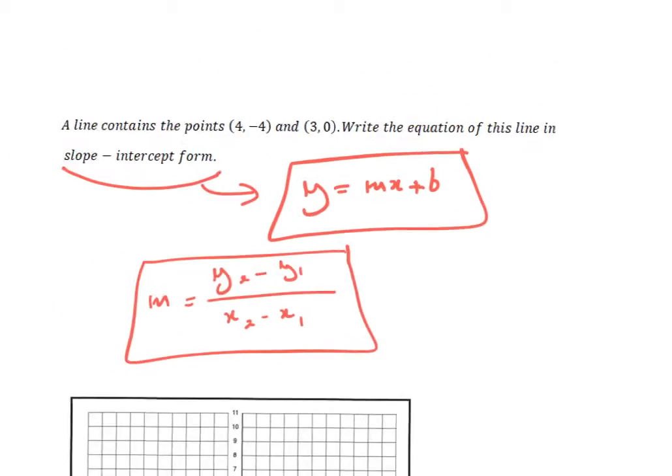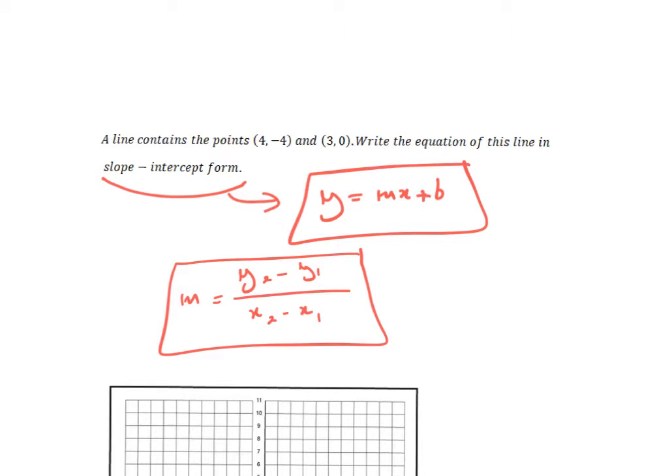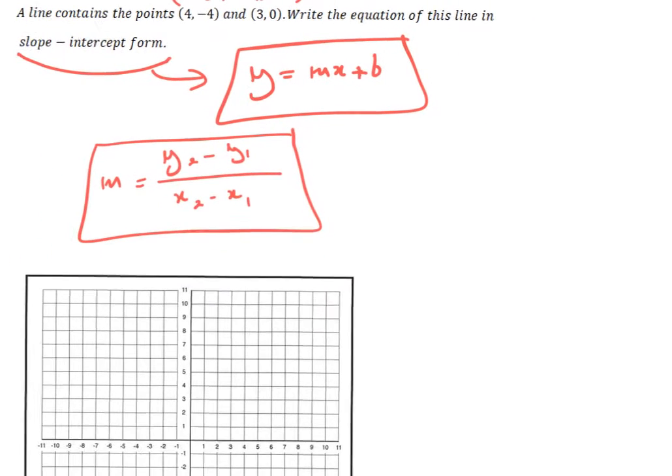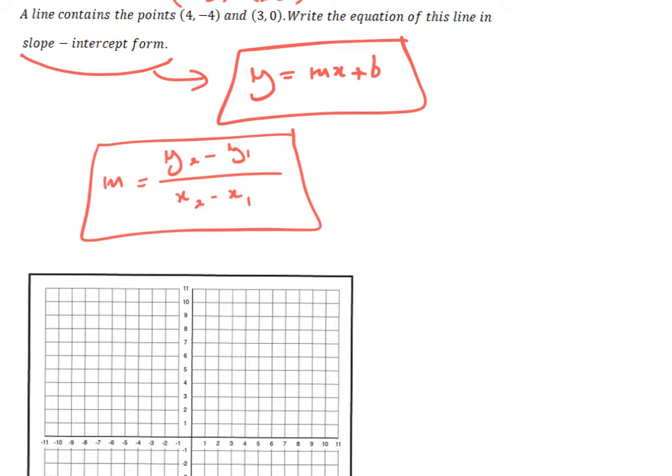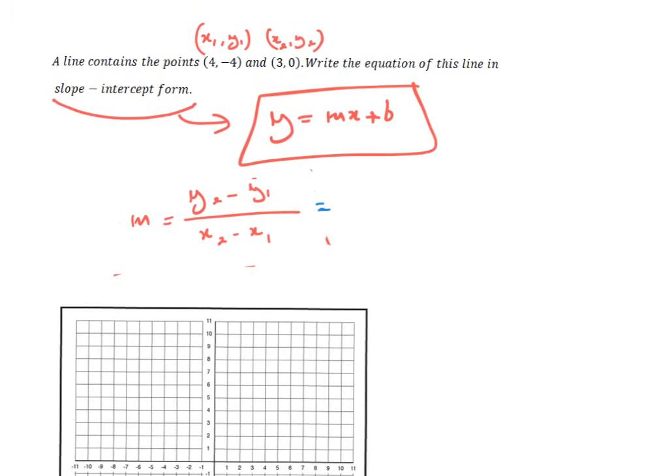And we do have 2 points here, so we can choose the first one. So we can name this one as x1, y1, and we can name the second one, (3, 0), as x2, y2, or vice versa. It doesn't matter. So let's do this one here. Since we have m equals y2 minus y1 over x2 minus x1, we can substitute x1, y1 with 4 and -4.